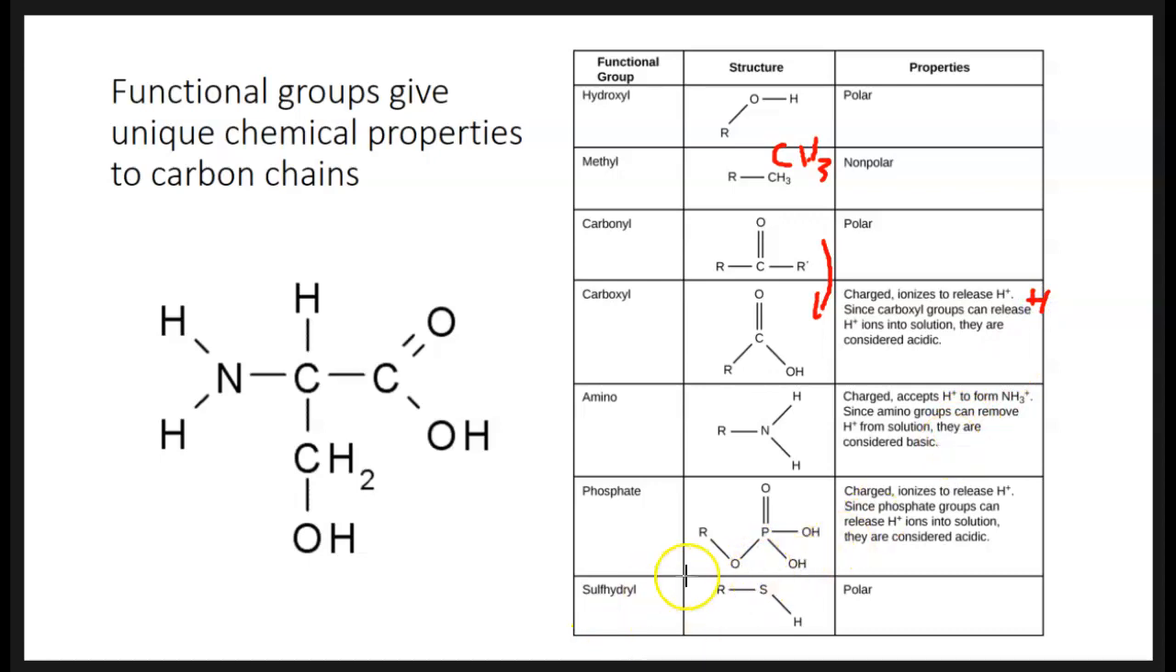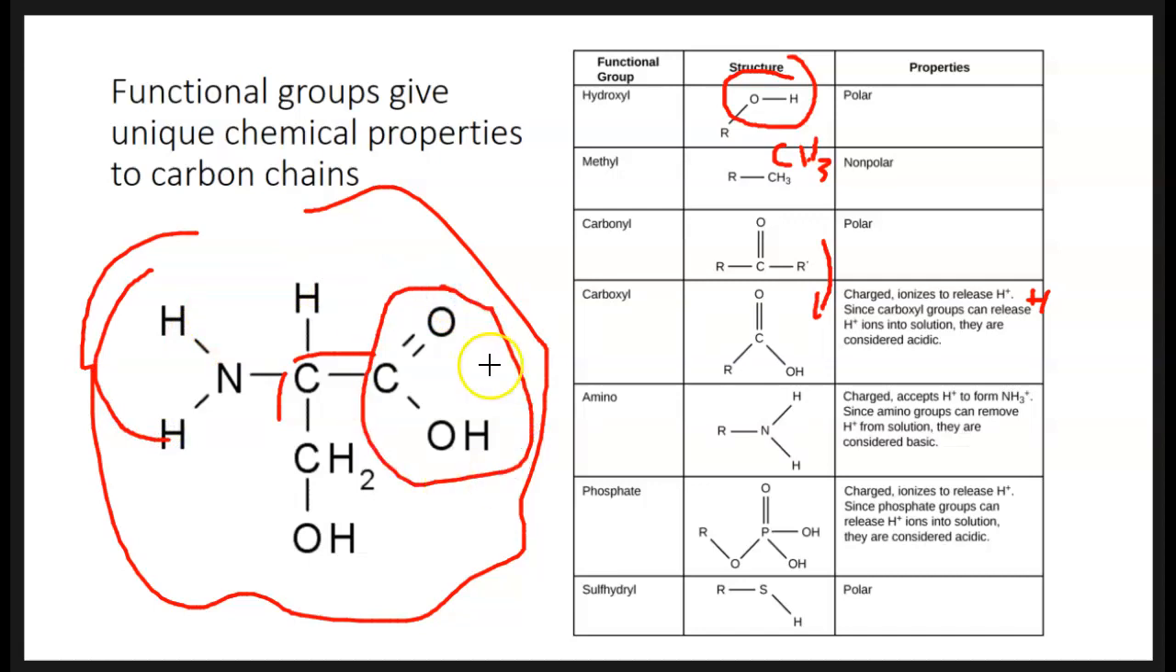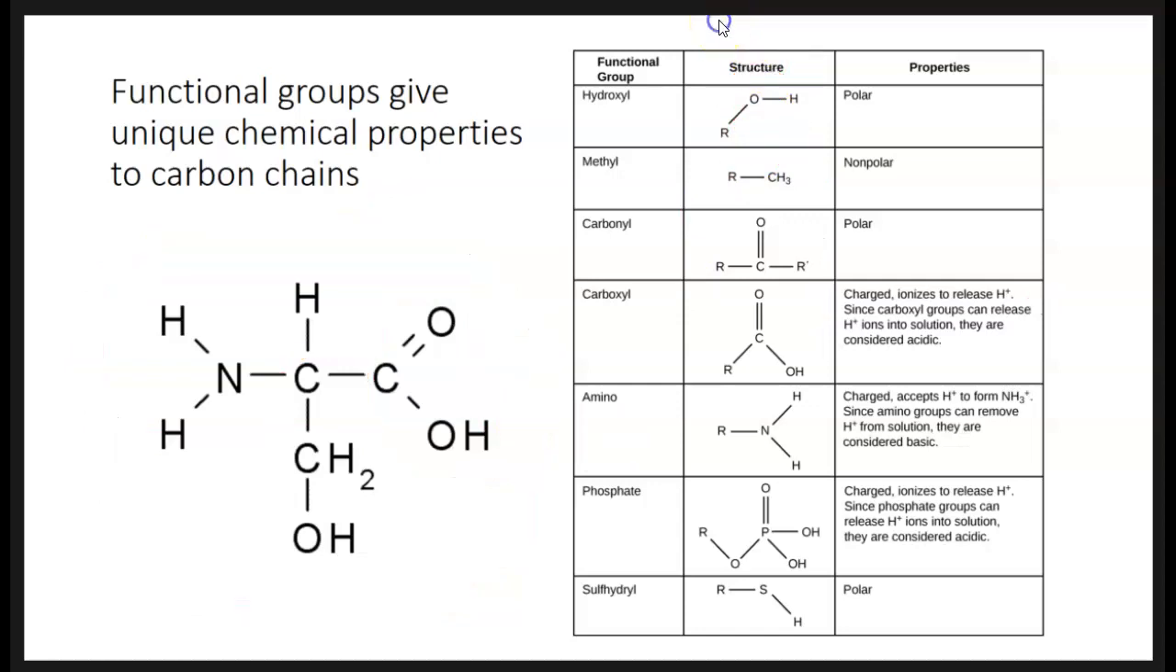You don't need to memorize this whole table, but you should be able to recognize these functional groups when they show up in chemical diagrams like this one. This is an amino acid. It is a chain of carbon, shown here, but it's got a number of important functional groups that give this molecule its important biological properties. Those functional groups are what make these molecules interesting.